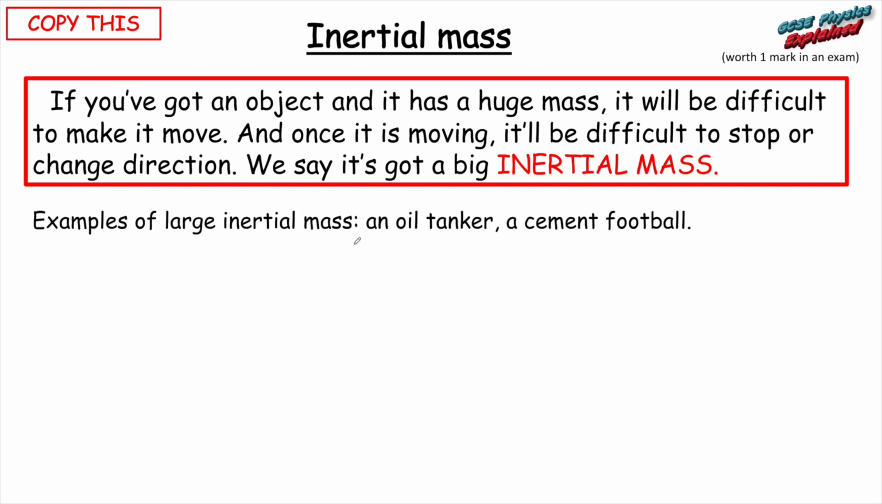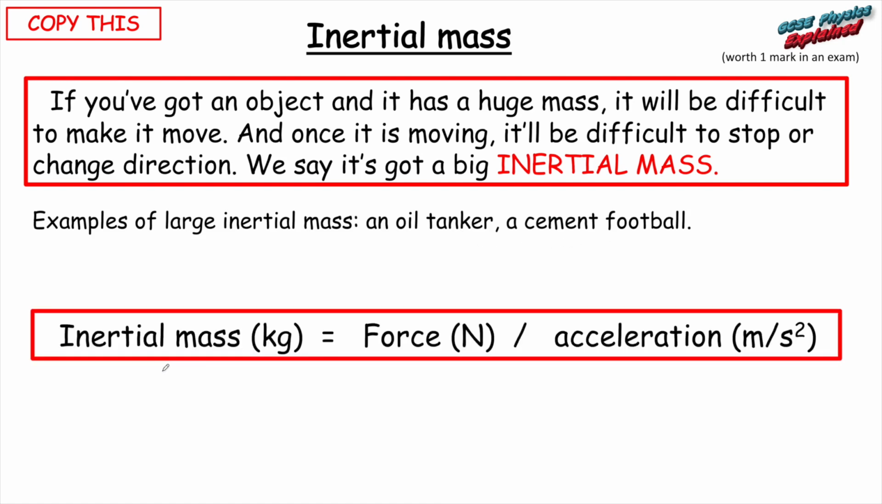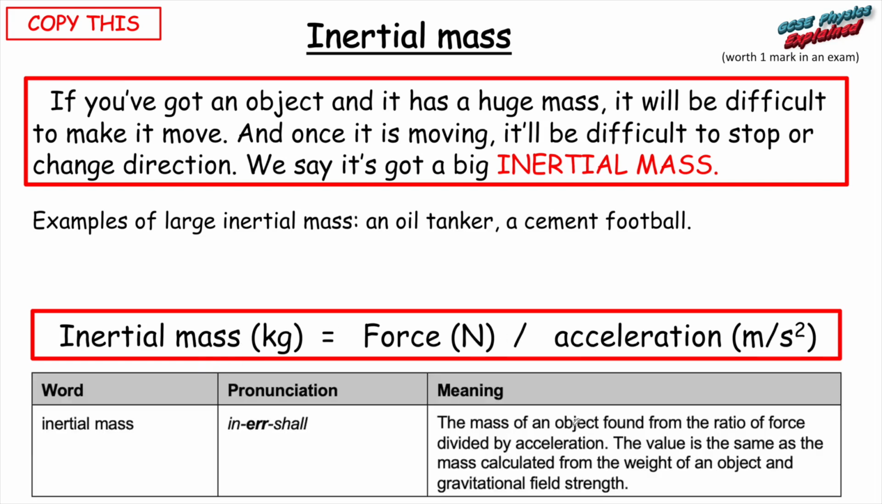Examples of large inertial mass would be an oil tanker and a cement football. Here's the equation for working out inertial mass. Take the force and divide it by the acceleration. So you'll notice it's just a rearrangement of Newton's second law, m equals F over a. And the meaning is the mass of an object can be found from the ratio of force divided by acceleration.